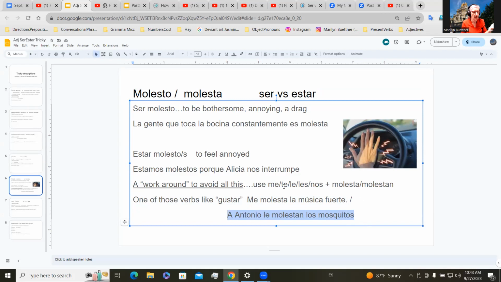I guess you could take your example of honking the horn and use it with me molesta, like me molesta cuando la gente toca la bocina. Exacto. Exacto. Sí. Tienes razón. You are exactly right about that. So there are always ways you may hear these things tweaked. And this is a good thing to know, because it is a different way of using that core word, but we're now using it as a verb, and you may hear it used that way. Okay.